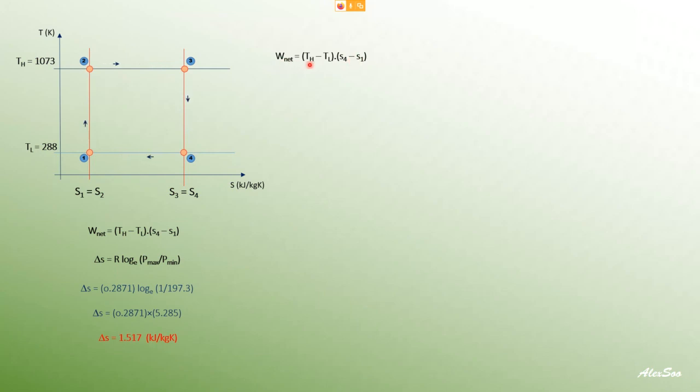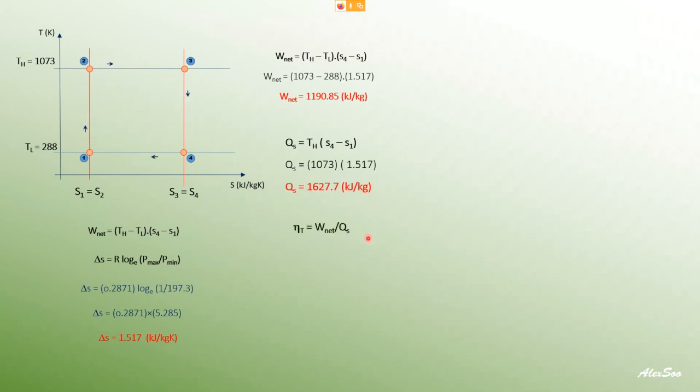So once you have the change of entropy and the temperatures, you can find out your net work, and your heat supply as well. Once you have the change of entropy multiplied by TH, you get the heat supply. Then you can find out the thermal efficiency, or the Carnot efficiency, from net work and heat supply. So you got your thermal efficiency of 73.2. Please double check the working again, or you can redo the whole thing on your own.